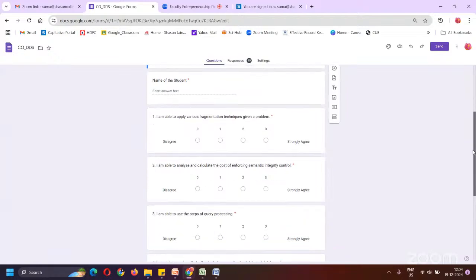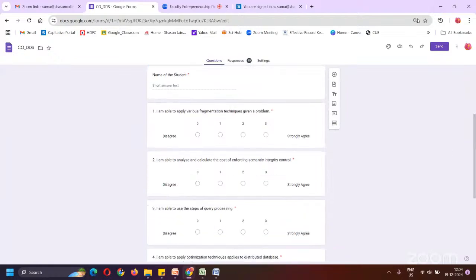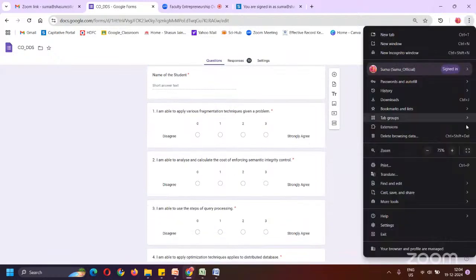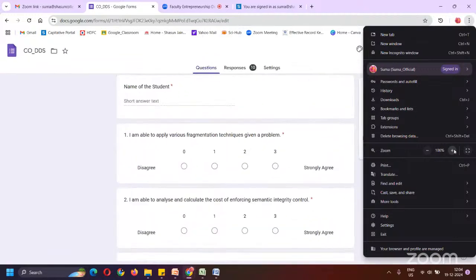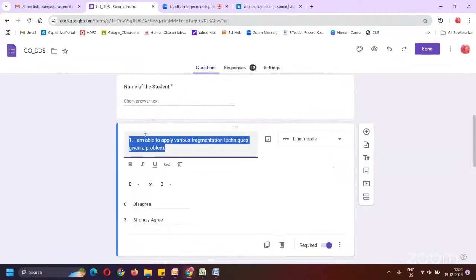Look at my questions. I will be zooming in so that you can understand better. Each CO I have converted into a question: "I'm able to apply various fragmentation techniques given a problem." This is the first CO set for my course, to apply the various fragmentation techniques given a problem.